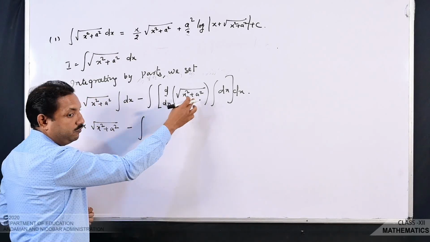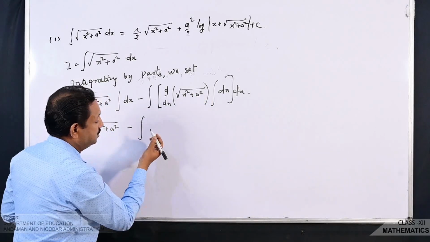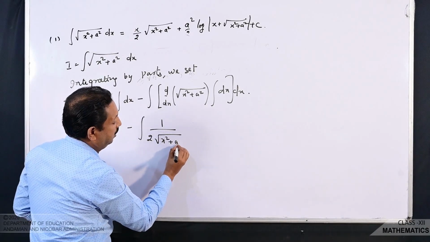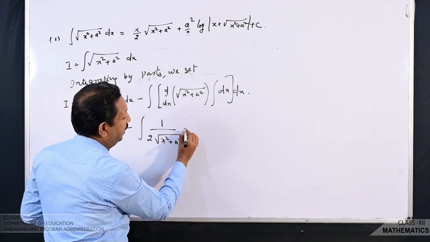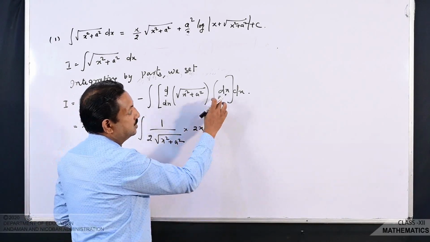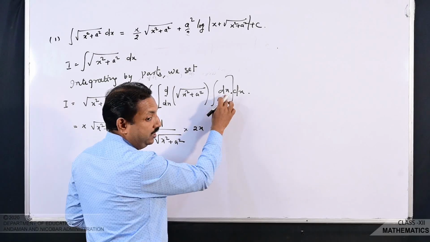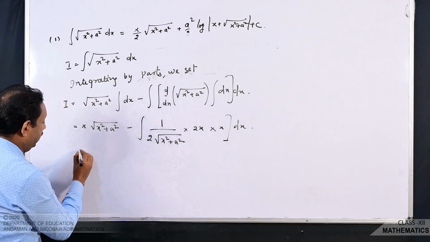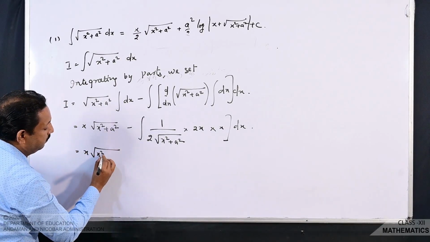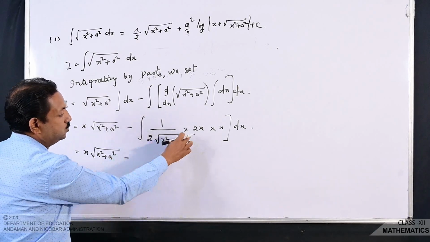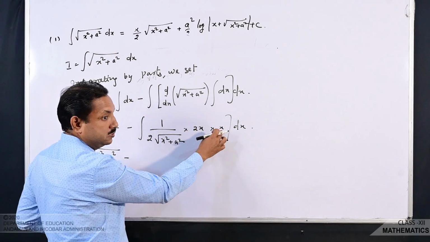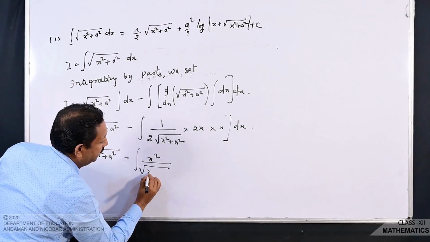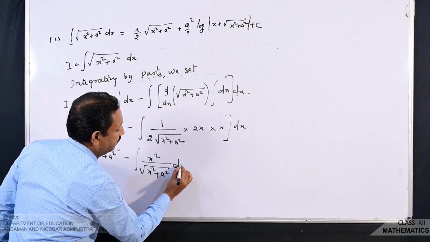We know that the derivative of root of x square plus a square can be written as 1 by 2 root of x square plus a square, and for this x square you will get 2x here, and for this integration of dx you will get x again here, and dx will be here. So, finally, x root under x square plus a square minus, these two will cancel out and this x and this x become x square. So, you will have x square upon root under x square plus a square dx.